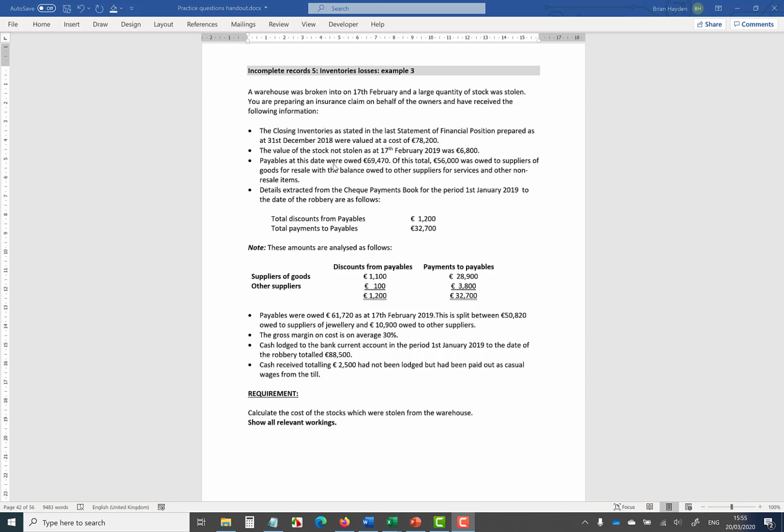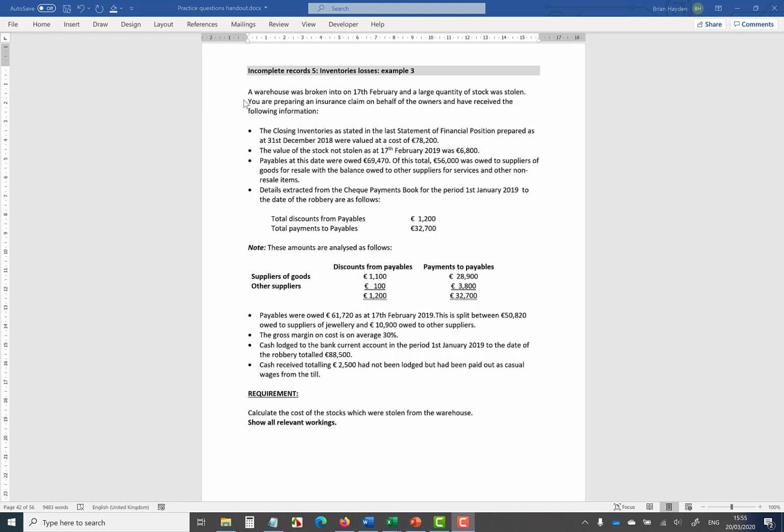In this video, I'm going to go through the solution to the inventory loss question, example number 3. This question is very similar to the one that I uploaded a video about during the week, so hopefully you may already have had a go at this question independently, but in any event, I hope that you'll be able to follow the process and the solution approach.